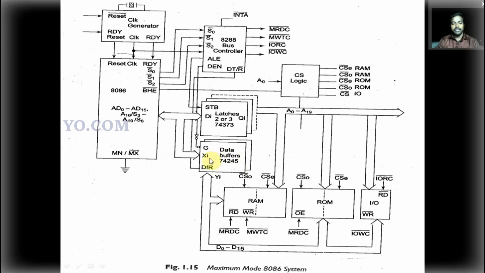The transceiver provides the data bus to RAM, ROM and IO devices. The latches provide the address bus to RAM, ROM and IO devices. Then the CS logic is used to generate the chip select logic to select the RAM, the ROM and the IO. The bus controller generates the bus control signals, that is data transfer and data reception signals. Those signals are based on the status lines S0, S1, S2. And the bus high enable is used to control the CS logic along with the lower address line A0.